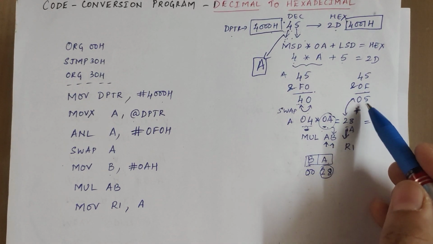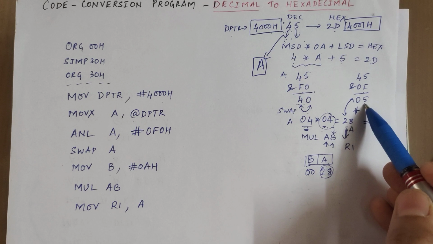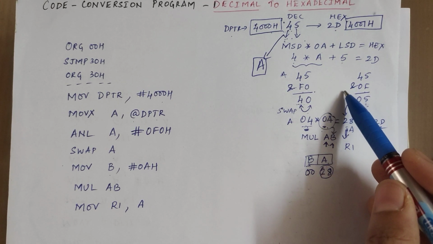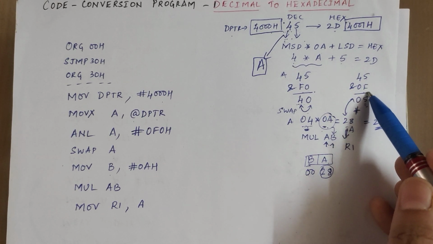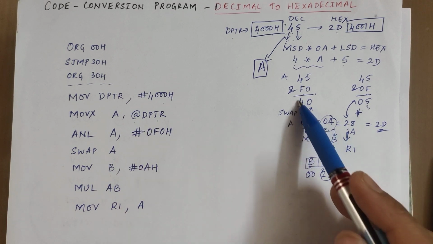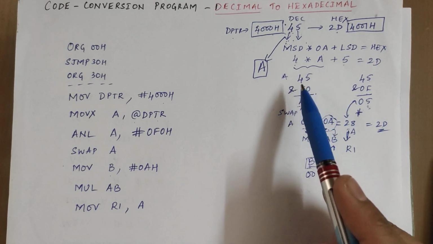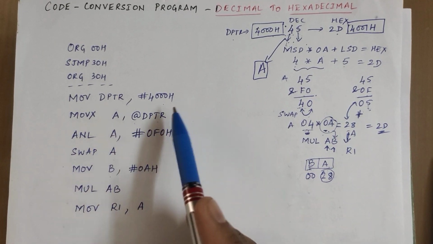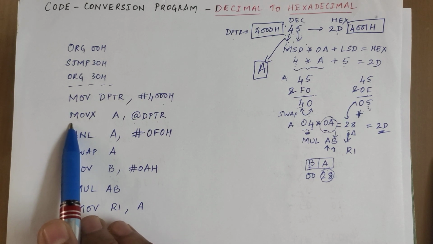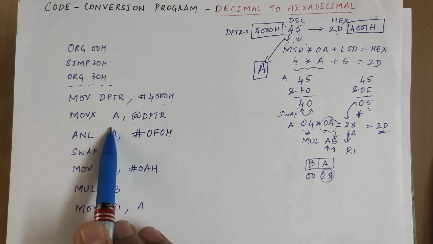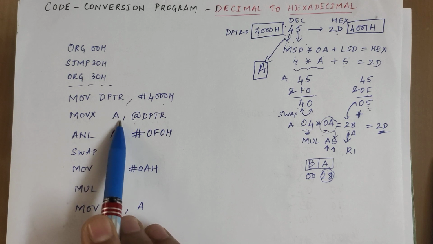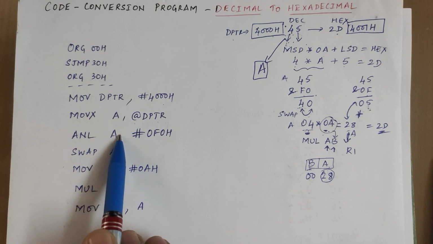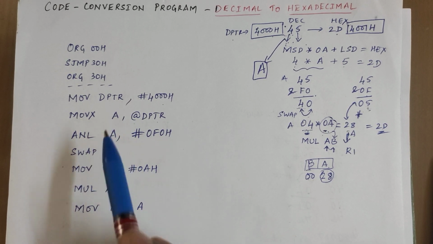Now we have to extract the LS digit. How do we extract the LS digit? We have to AND 45 with 0F. Now where is 45? The data 45 is lost completely. We don't have a copy of it. What we could have done is write one more statement here, say MOV R2, A, so that the copy of 45 is there in R2. Otherwise we can just repeat this step.